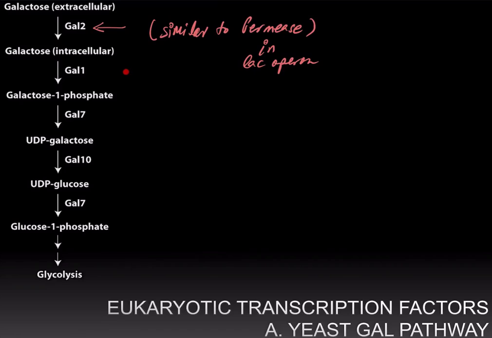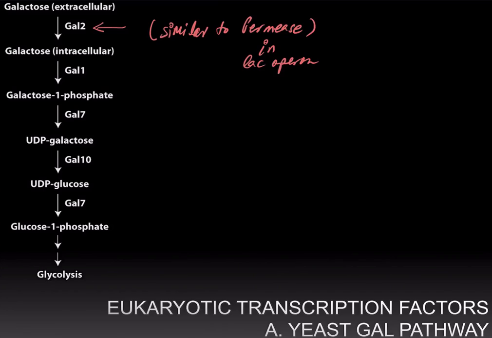Then GAL1 converts the intracellular galactose into galactose 1-phosphate. There's another enzyme called GAL7 that converts galactose 1-phosphate into UDP galactose. GAL10 then converts that into UDP glucose, and GAL7 catalyzes the reaction that converts UDP glucose into glucose 1-phosphate, which can then undergo glycolysis.